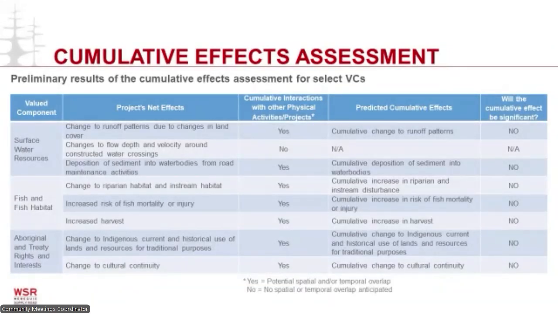Fish and fish habitat. The residual effects of the proposed project on fish and fish habitat are expected to be low in magnitude with the implementation of mitigation measures to reduce or eliminate impacts.